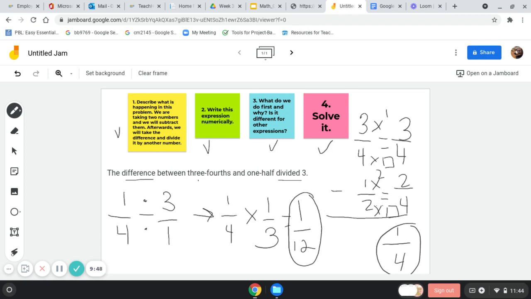So we were able to take the numeric expression, which was written in word form, and describe what was happening in this problem, what the situation was. We wrote the expression numerically. Then we thought about what operation we do first within this numeric expression and how it compares with other expressions. And then we solved it.